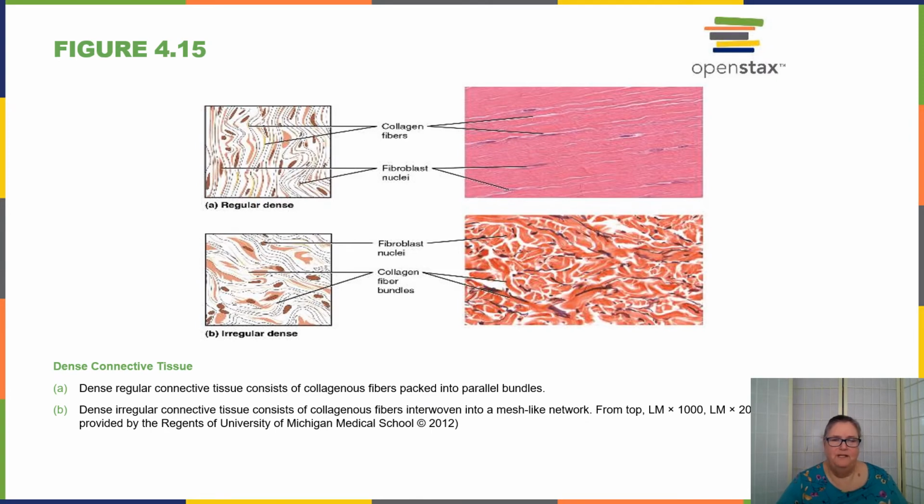We have dense connective tissue. Dense connective tissue, we've got dense regular and dense irregular. So dense regular, we've got these parallel bundles. That's what we mean by regular. And it's tightly packed. Dense irregular is kind of wiggly looking. And in this case, we've got collagen fibers in that tissue.